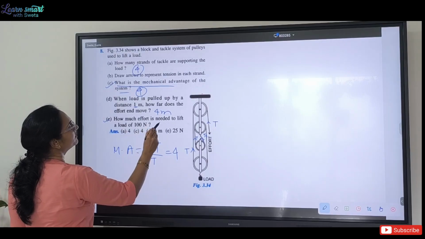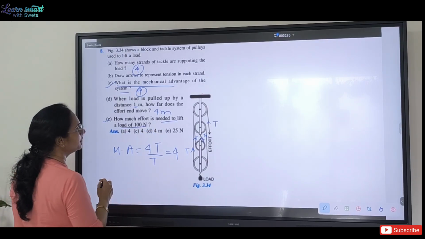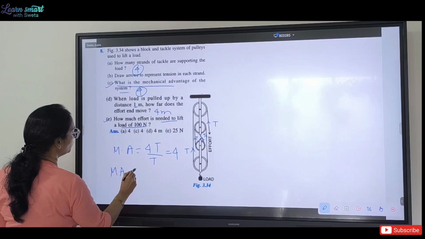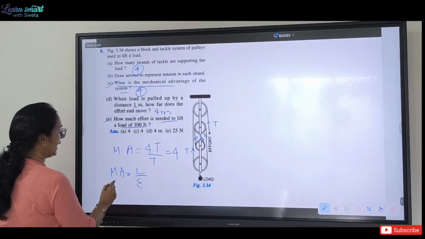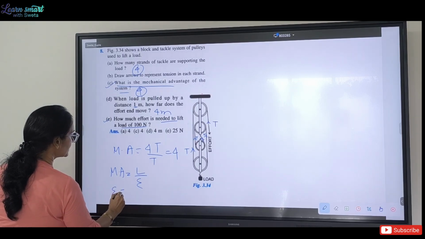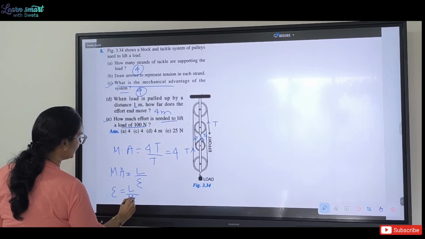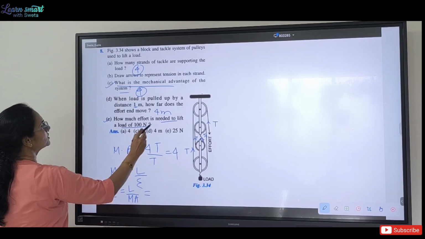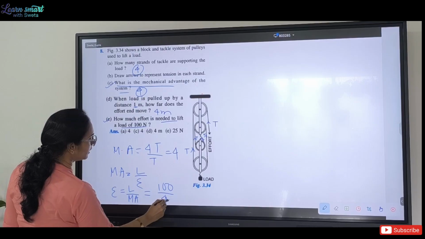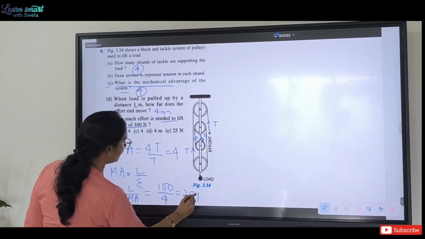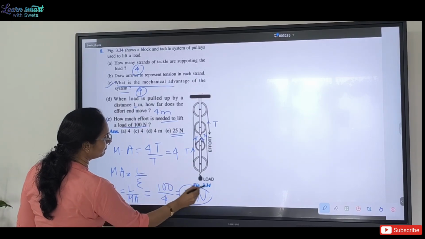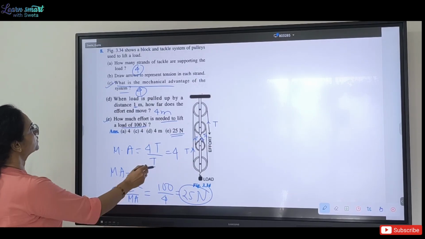Then, how much effort is needed to lift a load of 100 Newton? So mechanical advantage is equal to load upon effort, and mechanical advantage we calculated as 4. So we can write that effort is equal to load upon mechanical advantage, and load is how much? 100 Newton. So 100, and mechanical advantage is 4. So 100 upon 4 we will get 25 Newton. So how much effort is needed? It will be 25 Newton. Effort required is 25 Newton.